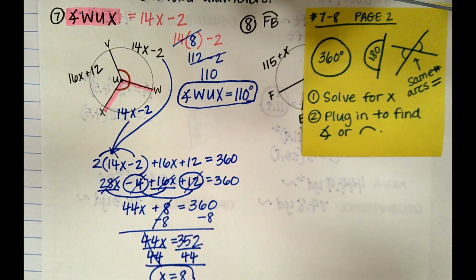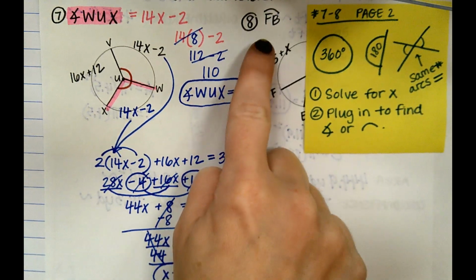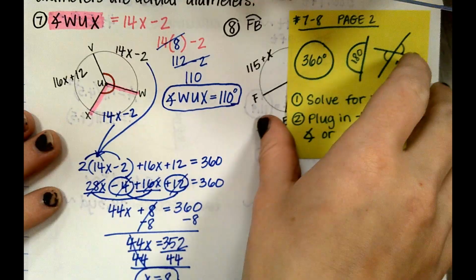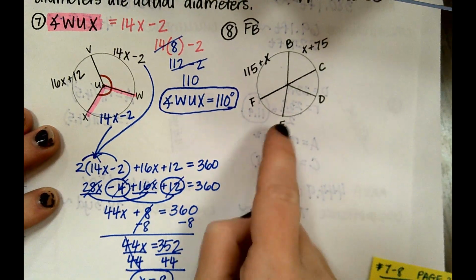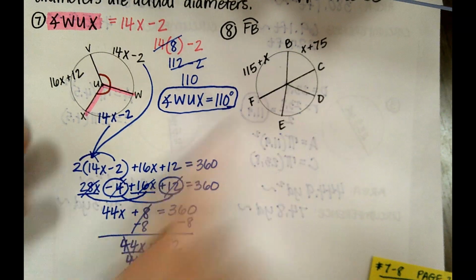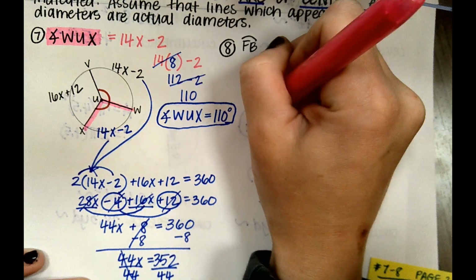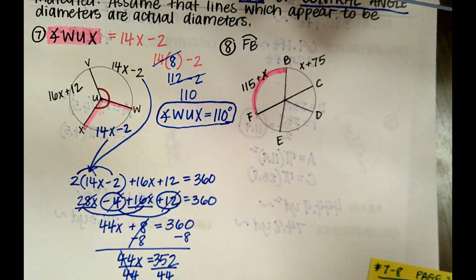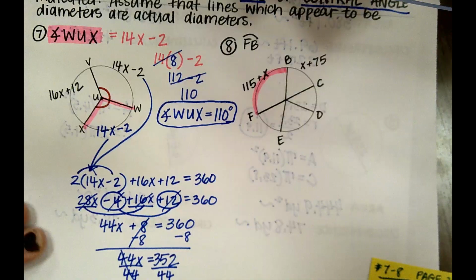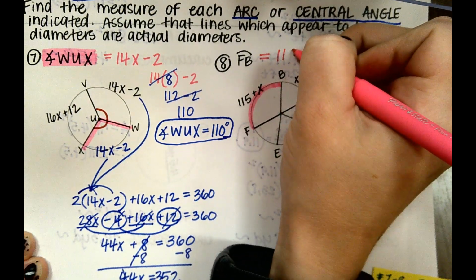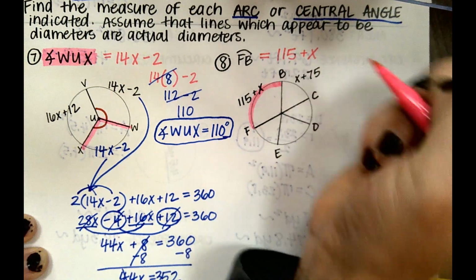Now, number 8, I've got something being asked for. It's just got 2 letters. It's not an angle. What is that called? An arc. An arc. So we're just looking for the outer edge of the circle from F to B. And what value is labeled for arc FB? Good, 115 plus x. So I'm going to do that very first thing. I'm going to write that value up here, 115 plus x.